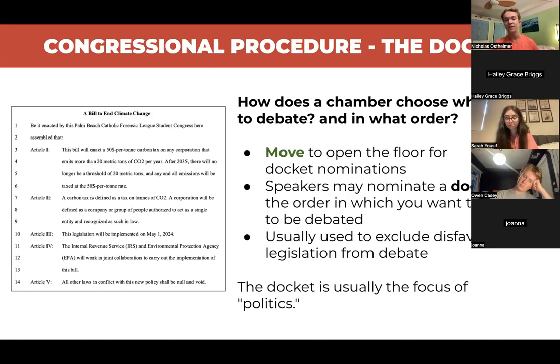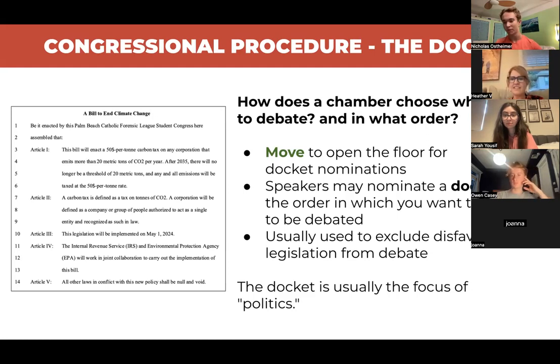Then speakers can nominate a docket to indicate the order in which they want the legislation to be debated. And again, if you have a 2-hour-long session and you can choose from 4 different pieces of legislation, you're not going to fit all 4 in.